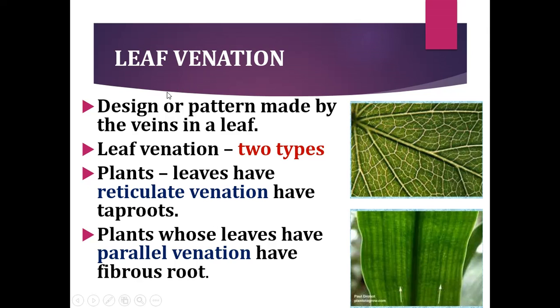Okay, so what is meant by leaf venation? It is the design or the pattern made by the veins in a leaf. So it is of two types, reticulate venation and parallel venation. Okay, so here you can see in the first picture reticulate venation. So you see the veins of these leaves, it has a different design. Yes, second picture it shows the parallel venation.